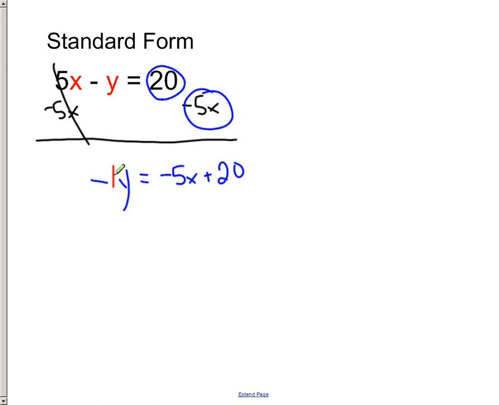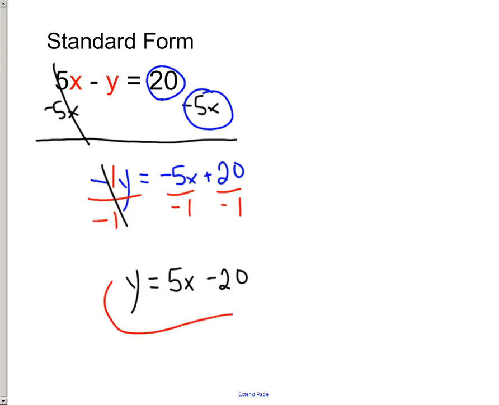We don't want the negative 1 there, so we're going to have to divide. And this makes it very, very easy. Negative divided by negative is positive. Negative 5 divided by negative 1 is positive 5, and the x just drops with it. And positive 20 divided by negative 1 is negative 20. One more that I want to show you.